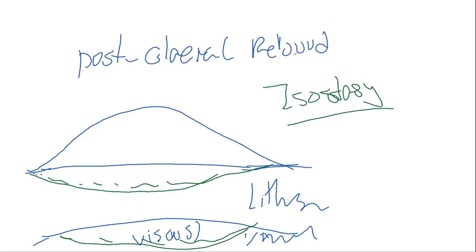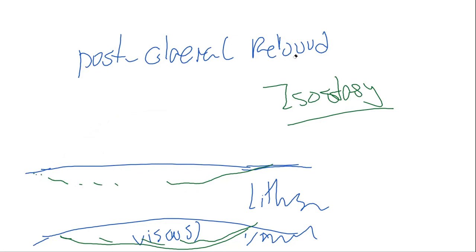Now, after the Ice Age, this load, the ice load, is gone. When the ice melts, the Earth is still in this deformed form, and the land is moving upward. This phenomenon is called postglacial rebound.